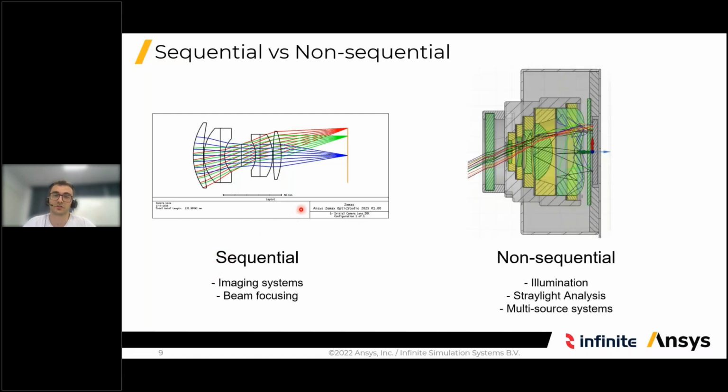And then we have non-sequential ray tracing. In non-sequential ray tracing, light can follow all directions. It can go in all directions. It can, for example, scatter around a little bit before it reaches the sensor, or it can just bounce off and not reach the sensor at all. So it can go in all directions. But today we will be focusing on sequential ray tracing only. Non-sequential will be done next week with the Speos presentation.